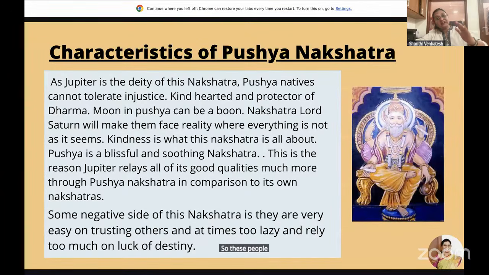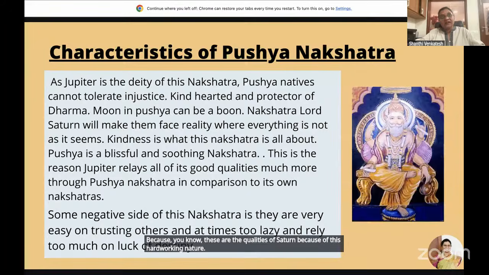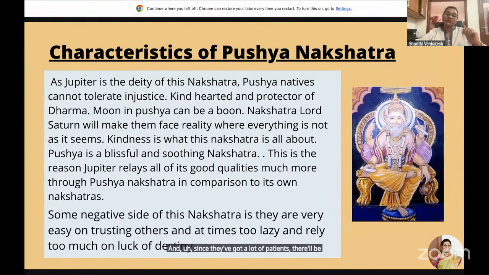So these people will have an inclination towards knowledge, teaching, very wise people. They'll be inclined towards spirituality, very dharmic in nature, and they respect traditions. They love to follow traditions, very respectful towards elders and teachers. They have very strong family values, and at the same time hardworking, and also they have got a lot of patience, because these are the qualities of Saturn. Because of this hardworking nature, and since they have got a lot of patience, there'll be steady growth in their life. Rather than quick results, it gives them steady and strong results. They have the inclination to work patiently for long number of hours.